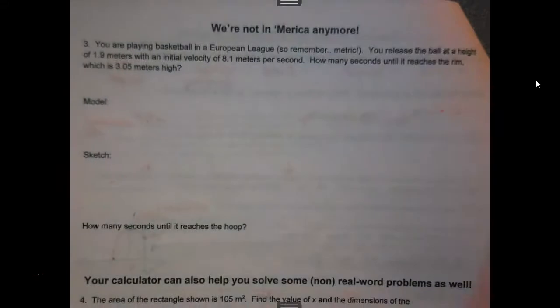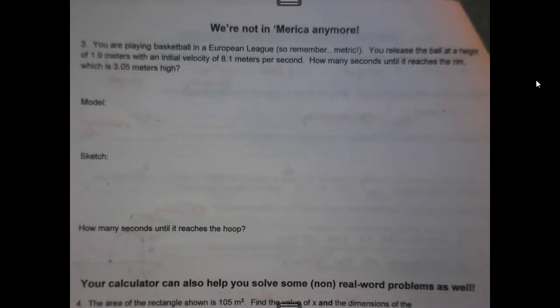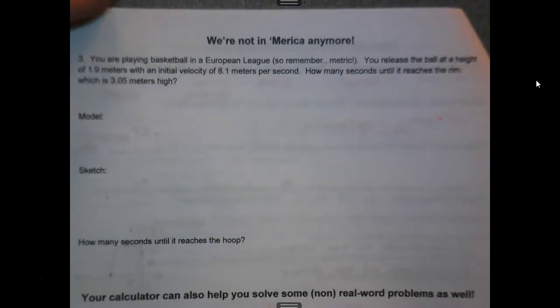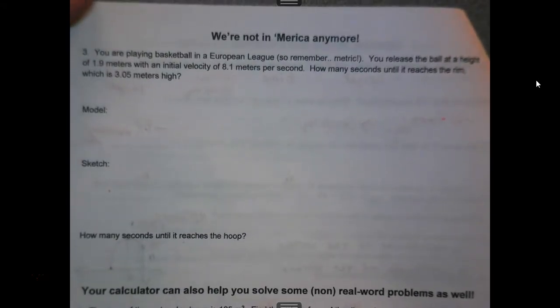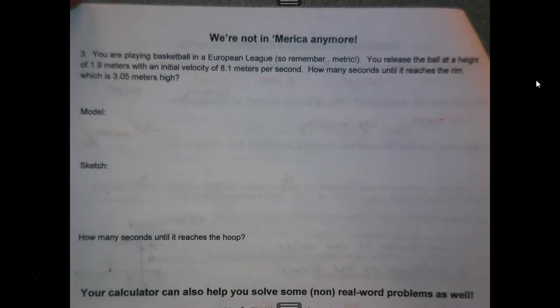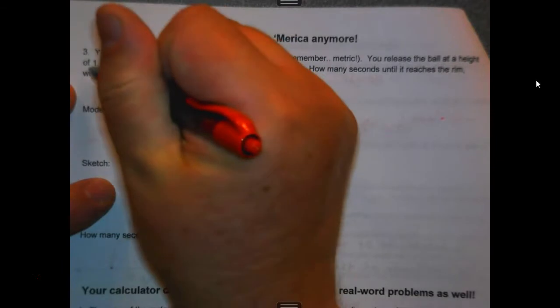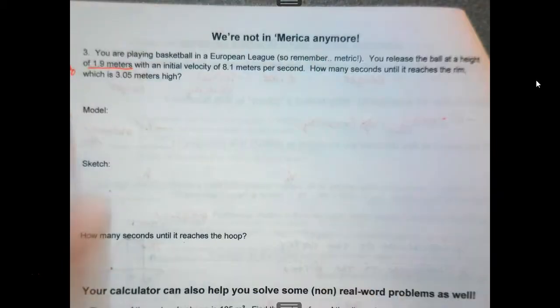Number 3. You are playing basketball in a European league. So remember, we are going to use metric. You release the ball at a height of 1.9 meters. What would that be in our formula? The height, what height? The total height or the starting height? Initial height. So this is going to be our initial height, h of 0.